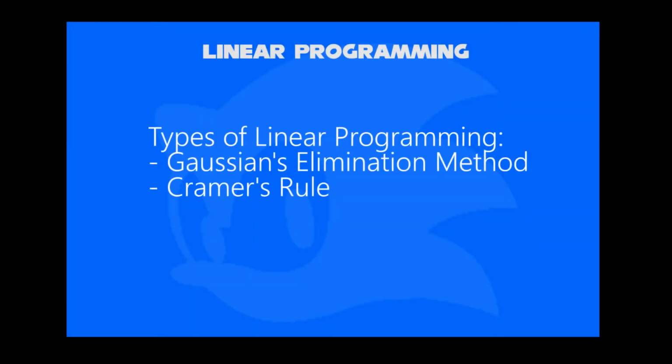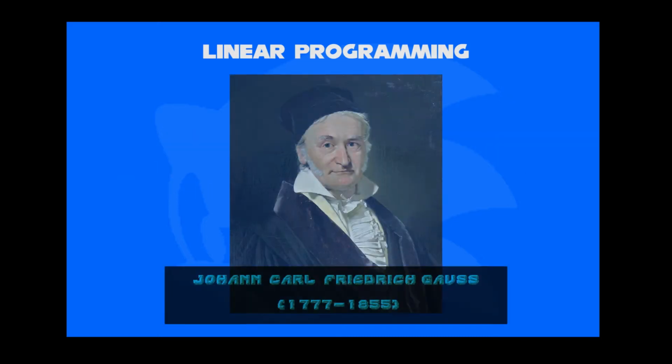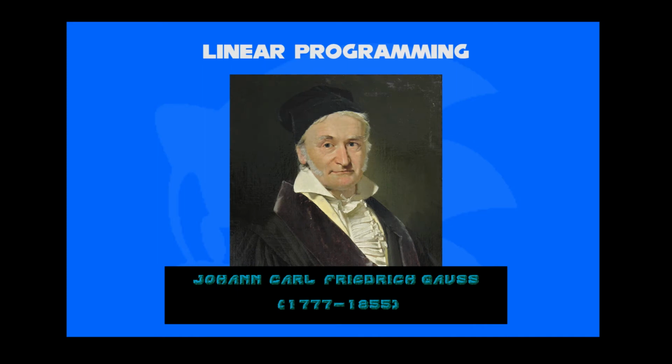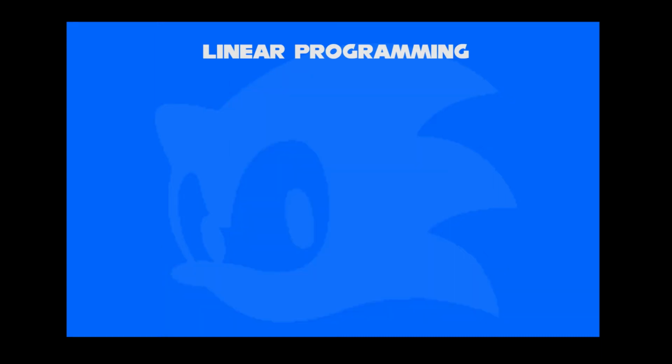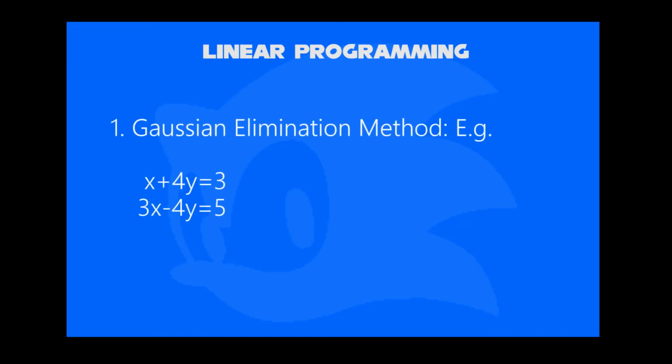There are two types of linear programming: Gaussian's elimination method and Cramer's rule. First, we start with Gaussian's elimination method, which comes from Johann Carl Friedrich Gauss, a German mathematician or physicist from 1777 to 1855. Suppose we have two equations.